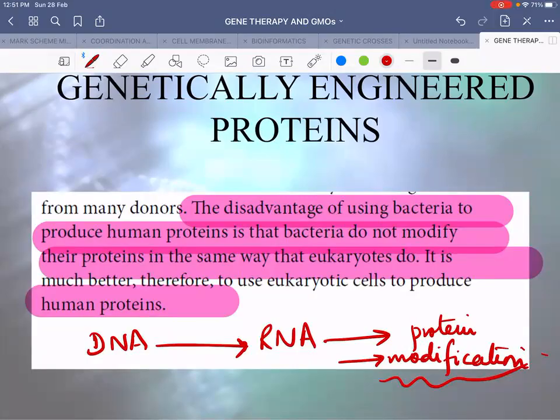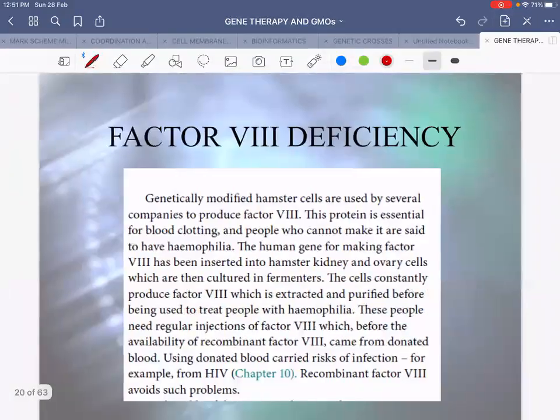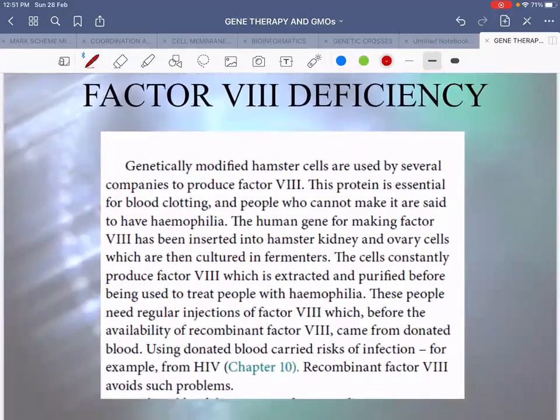Sometimes amino acids are added or removed, or sometimes prosthetic groups are added or removed. Bacteria cannot do this. Only eukaryotic cells can do it. So the thought came: why don't we use eukaryotic cells to produce human proteins rather than using bacterial cells to produce human proteins? Okay? So let's see what kind of eukaryotic cells we can use to make human proteins.